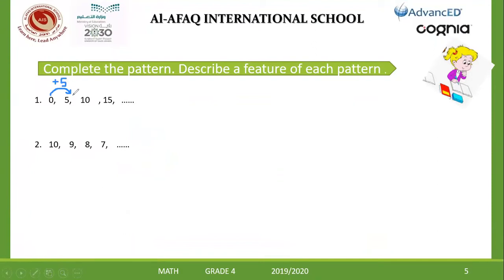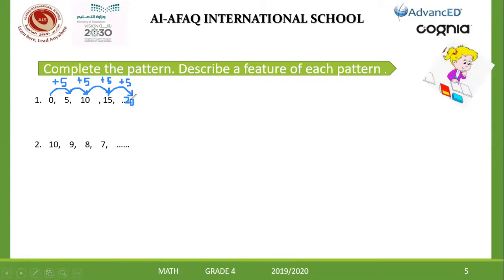Use the same rule. Add 5 to 5, you will get 10. Add 5 to 10, you will get what? 15. Add 5 to 15, you will get 20. So the pattern rule here is add 5, and the missing number here is 20.